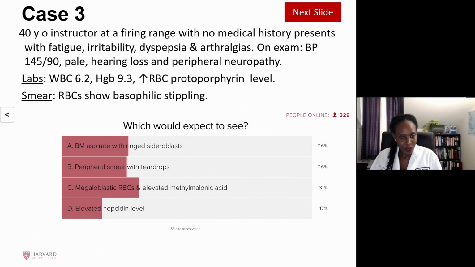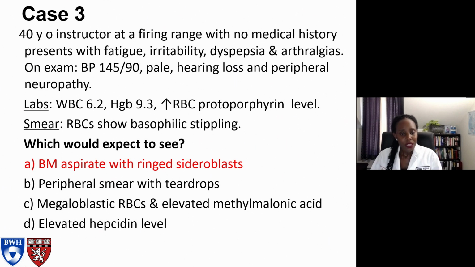Okay, I have very few people answering this question, and they're almost equal in the distribution. So I think this was somewhat confusing then. Well, you'd expect to see ring sideroblasts in this patient's bone marrow aspirate. Patient has lead toxicity, and it's one of the sideroblastic anemias.